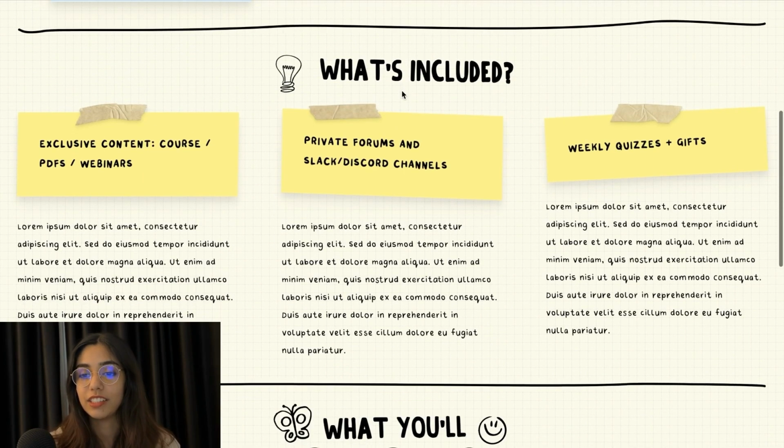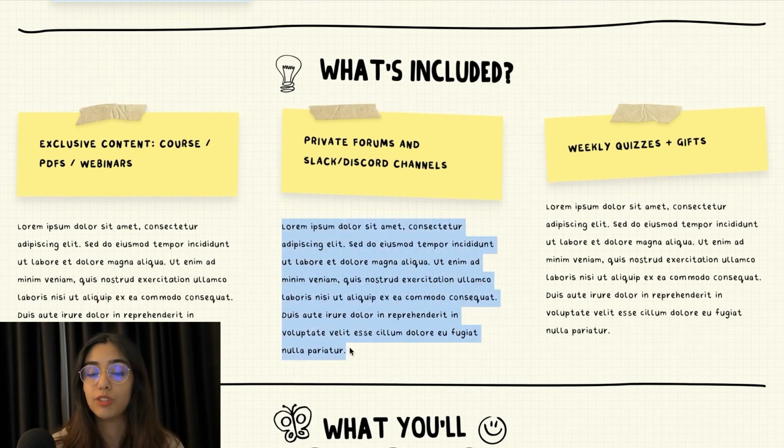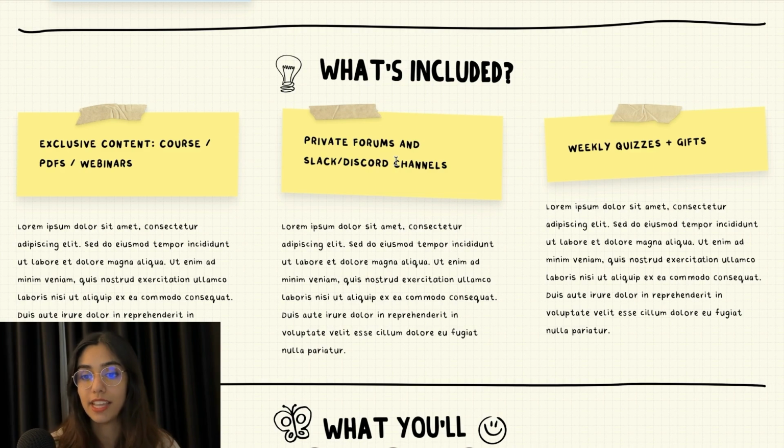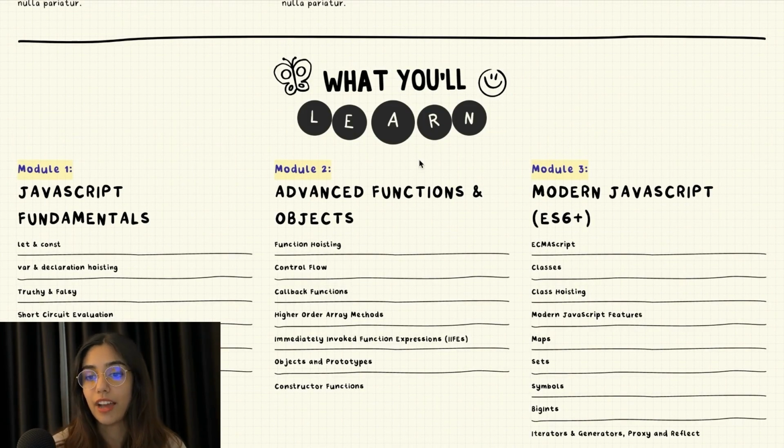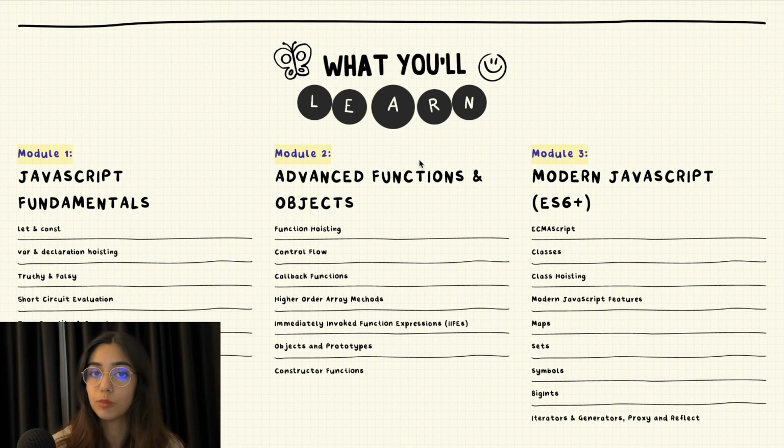The next section here is the what's included section. Here I just have some dummy text. I have to update the copywriting for this section. What I'm planning to do is to add some illustrations which I'm going to draw myself and add them inside of these sticky notes. Then the last section that I have here is regarding the curriculum of the course.